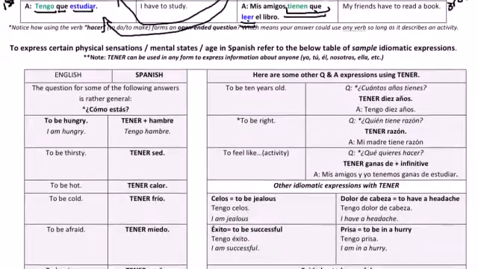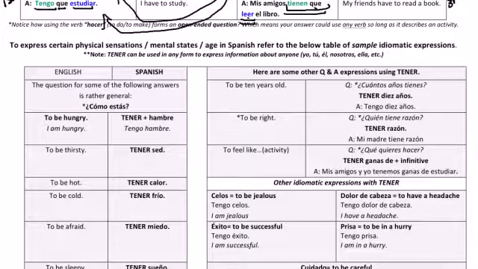Another way to use tener is to use an idiomatic expression. And we use tener to express certain physical sensations, mental states, and age in Spanish. And these are sample idiomatic expressions, meaning that there's no valid translation for these in English, because they are just what we say. For example, in English, when we say it's raining cats and dogs, that's an idiomatic expression for us to say it's raining a lot.